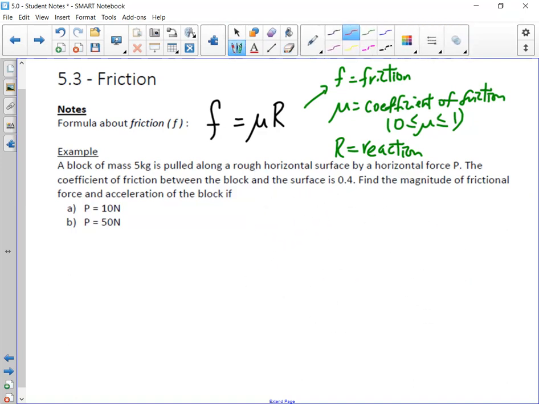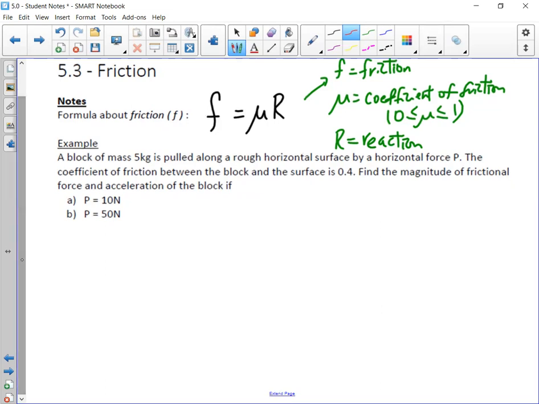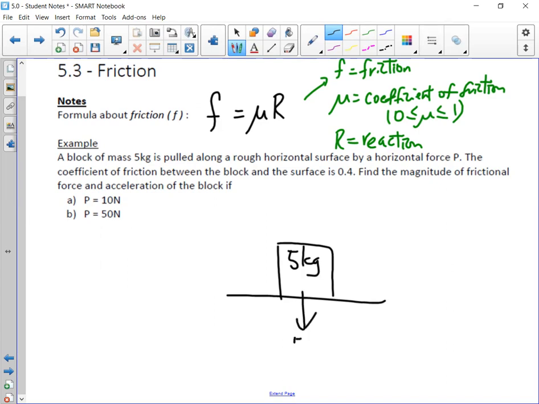A block of mass 5 kilograms is pulled along a rough horizontal surface by a horizontal force P. So let's draw a diagram. What's going on here? We've got a block of mass 5 kilograms on a table, so naturally you will have the weight 5g and the reaction.